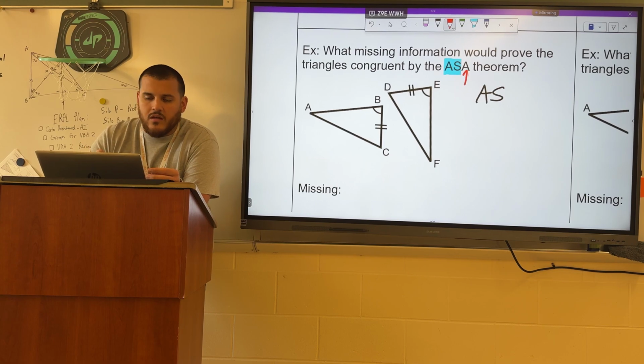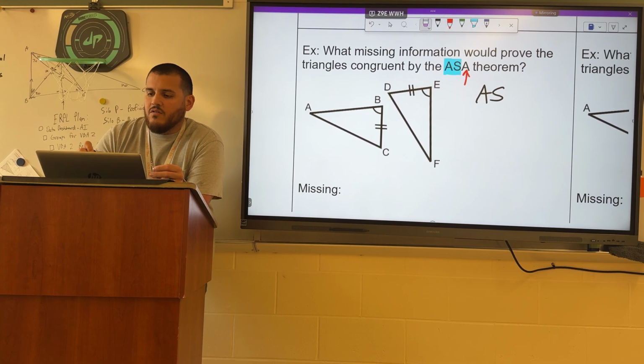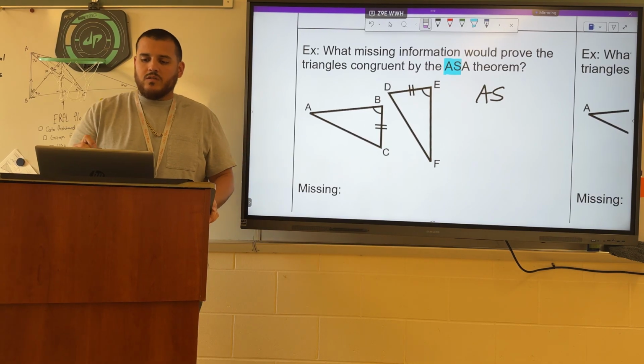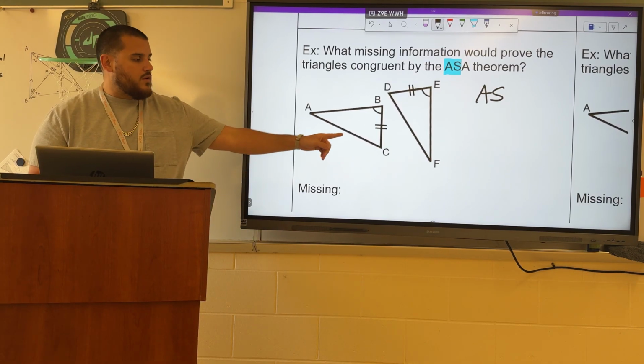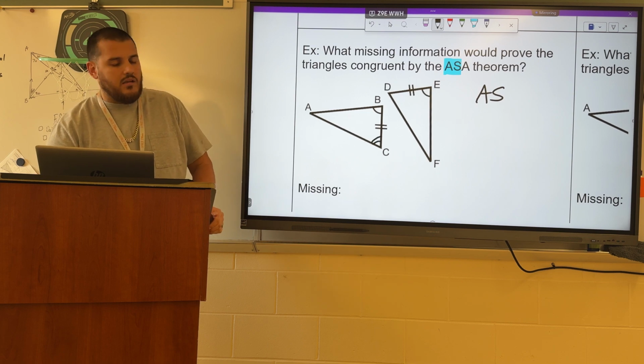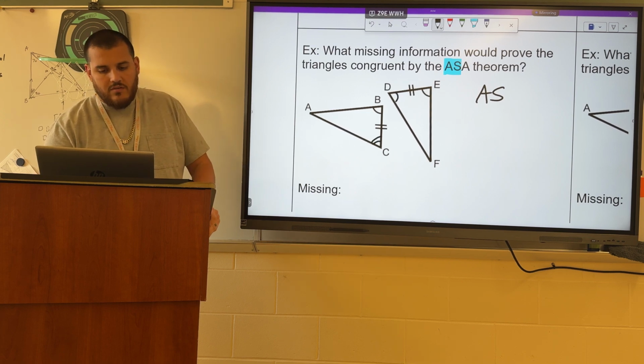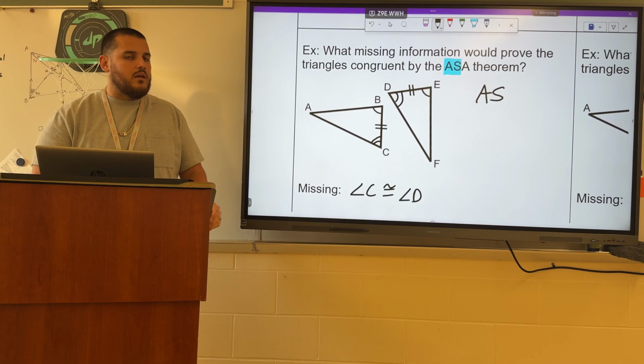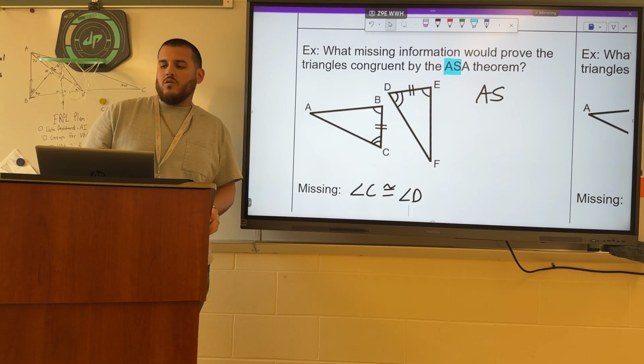We're missing another pair of congruent angles. For angle side angle, we need that side to be included. It needs to be in between our angle marks. So for this triangle, that would have to be here at C. For the other triangle, that would have to be at D. So what's missing for angle side angle is angle C needs to be congruent to angle D to give us angle side angle congruency.